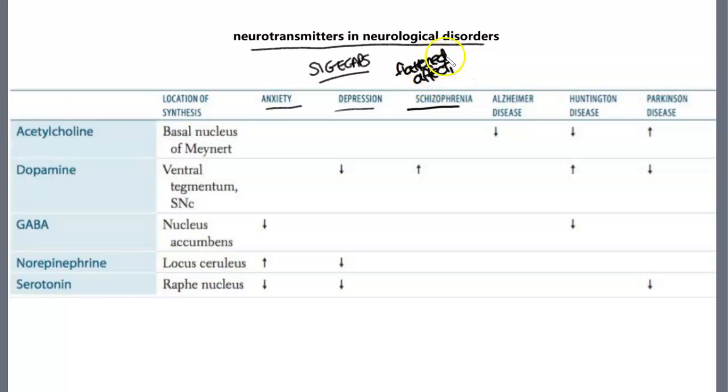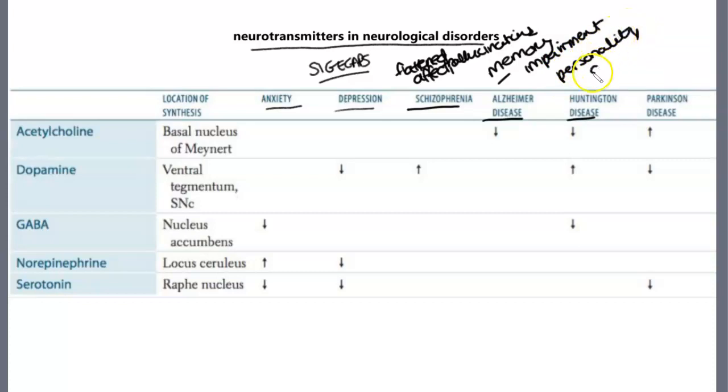It's also going to be things like we're looking for hallucinations, etc., etc. And then for Alzheimer's disease, what we're looking for is memory impairments, right? So memory impairment. And then for Huntington's disease, what we're looking for are personality changes, as well as movement disorders like chorea.